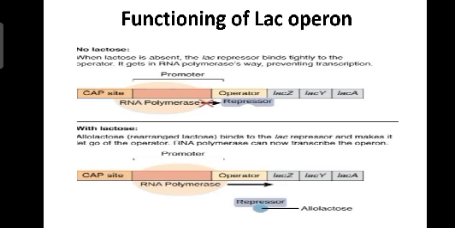Now, functioning of lac operon. Here in this diagram, it is shown that when lactose is absent, then the lac repressor binds tightly to the operator. It gets in RNA polymerase's way, preventing the transcription. And in the second diagram, we can see that in the presence of lactose, allolactose, that is rearranged lactose, binds to the lac repressor and makes it let go of the operator. RNA polymerase can now transcribe the operon.